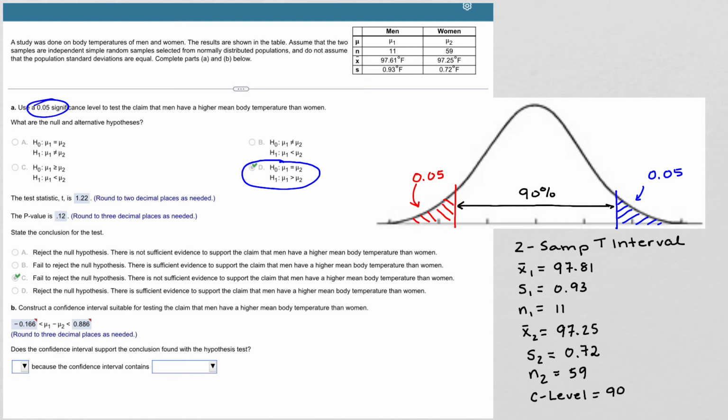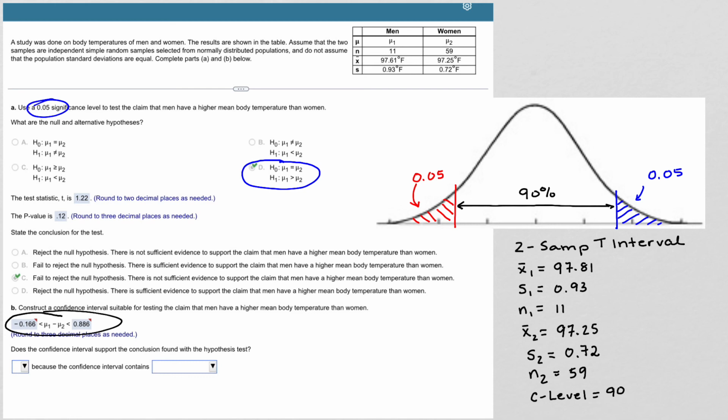And so once you put that into the calculator, you're going to get a confidence interval that is negative 0.166 to 0.888. So does the confidence interval support the conclusion found with the hypothesis test? Well, this interval contains the value 0. So that's what we're looking for. Does it contain the value 0? And it does. And so that means that we would fail to reject the null hypothesis.